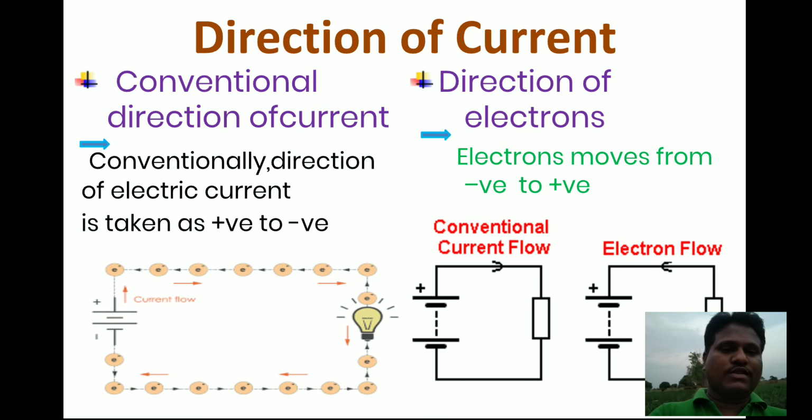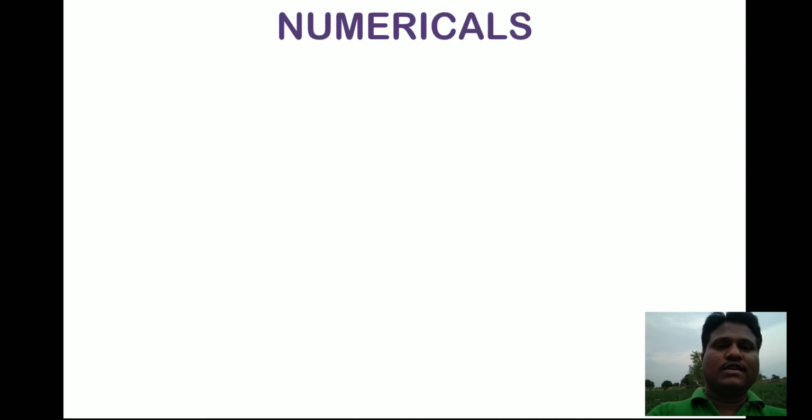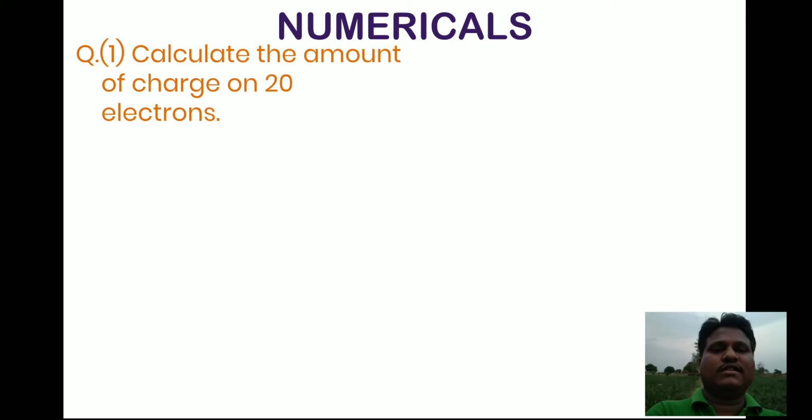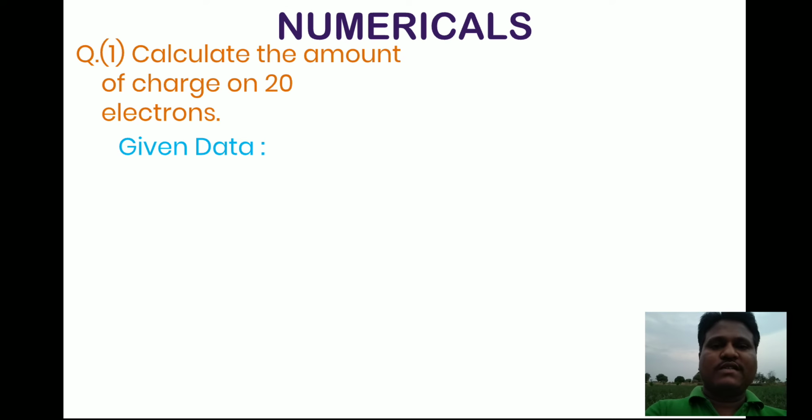So conventionally the direction of current is positive to negative and the direction of electron is from negative to positive. Moving further, we have some basic numericals. Let's take the first numerical, which is based on charge and electrons. First question: calculate the amount of charge on 20 electrons. We need to find the charge provided the number of electrons is given. So let's see what the given data is here.